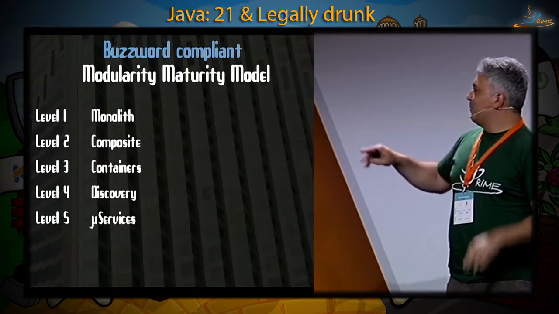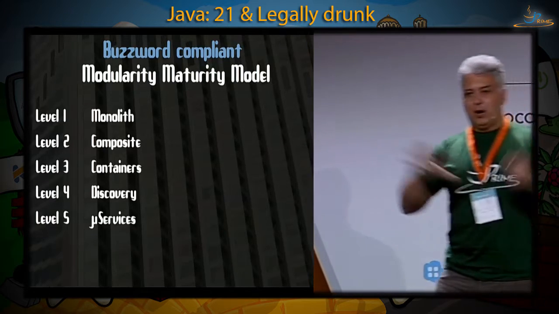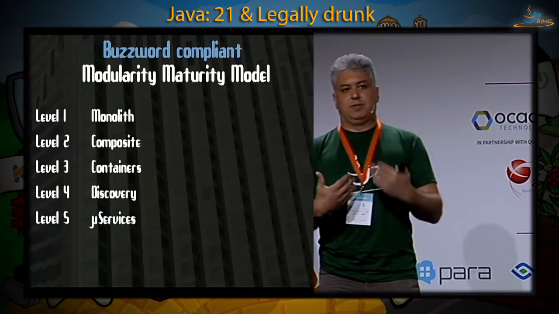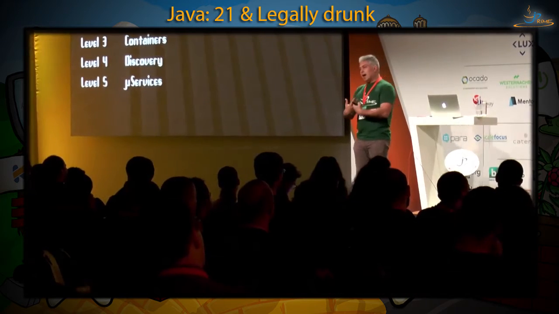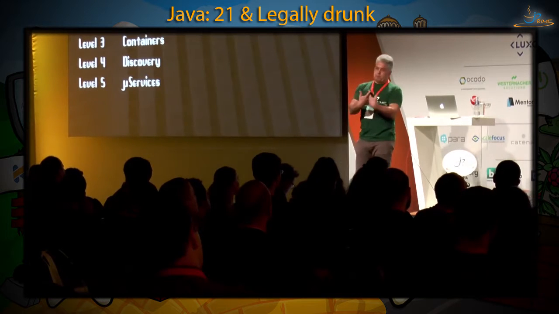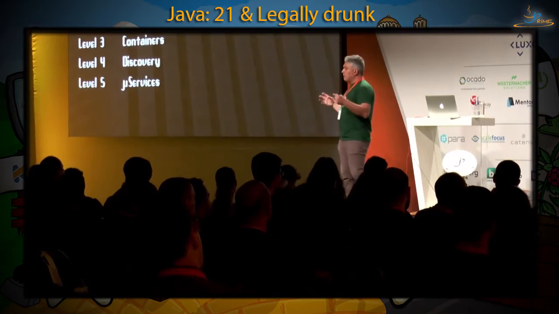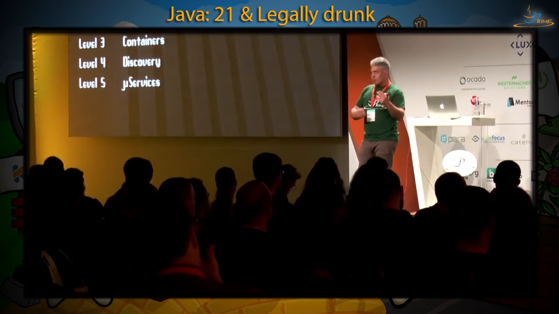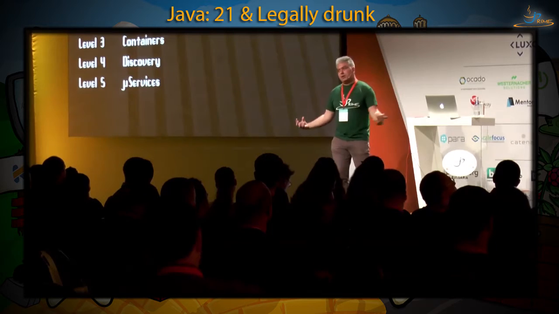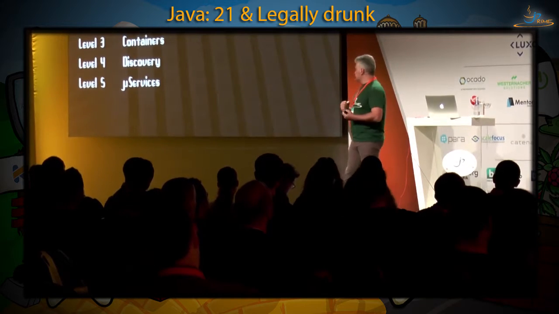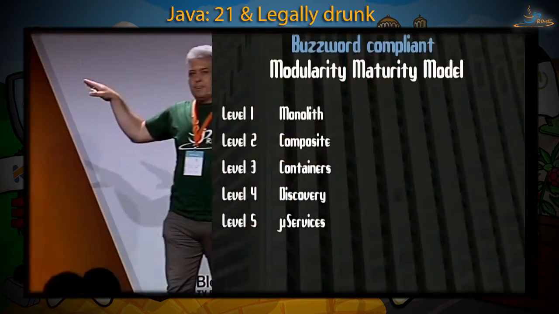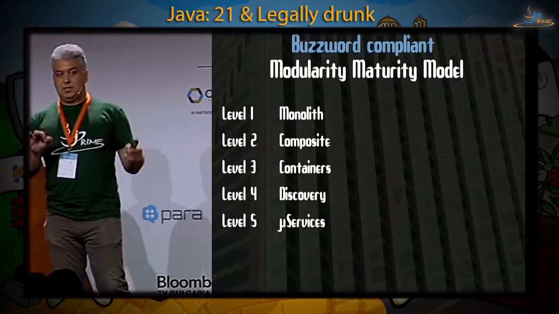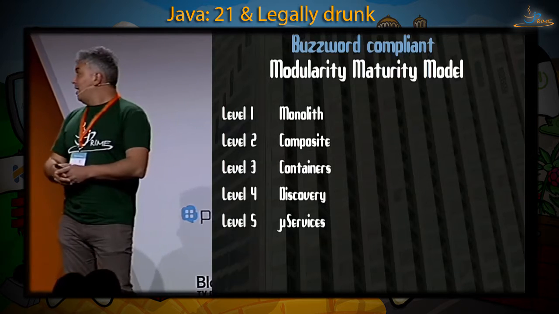Okay, so at level 2, you have the composite. So you have bits and pieces during your development time, then you assemble them together somehow and deploy that thing. So you don't really have the monolith at build time. You kind of have a monolith at runtime, but you compose your applications from modules. At level 3, you have proper isolation with containers. I didn't say Docker. I just said containers.